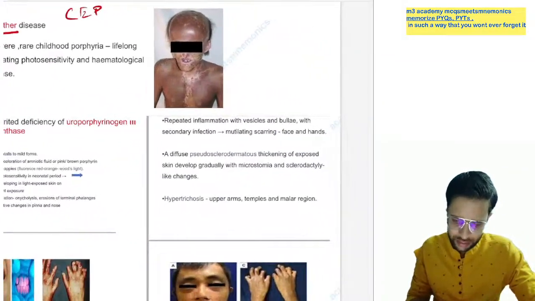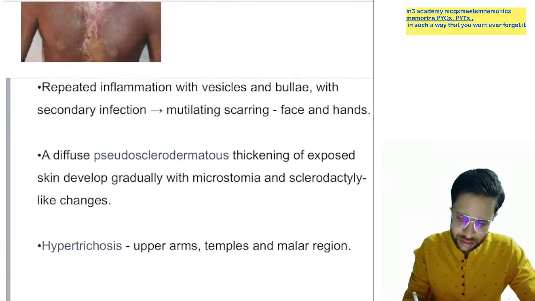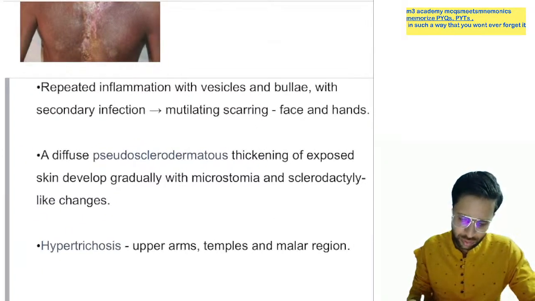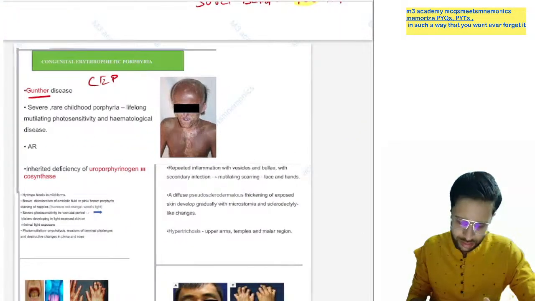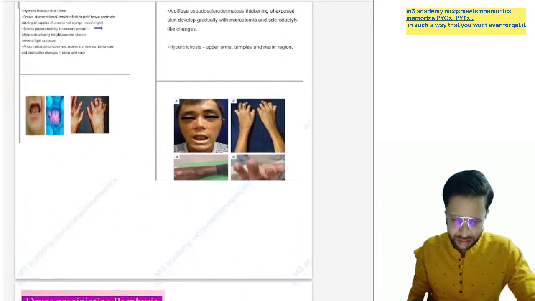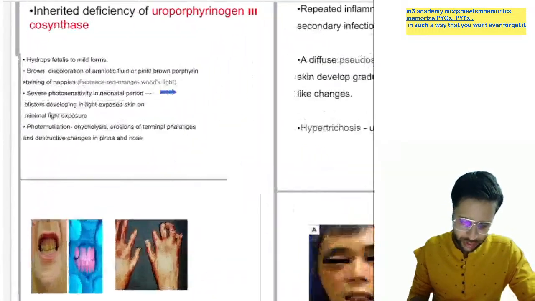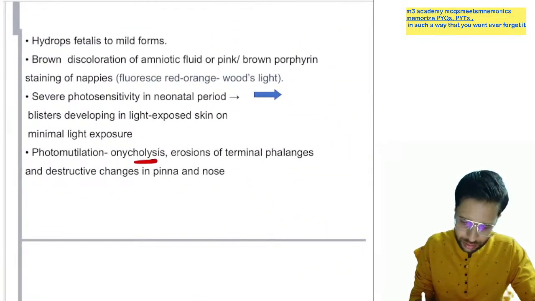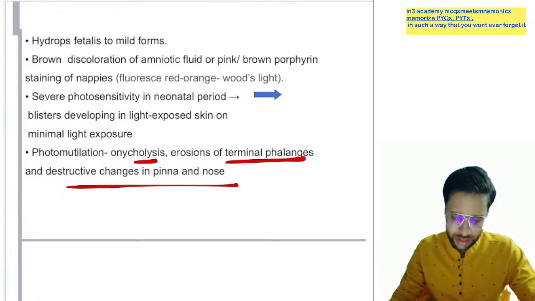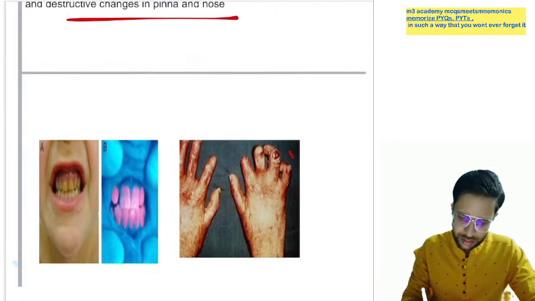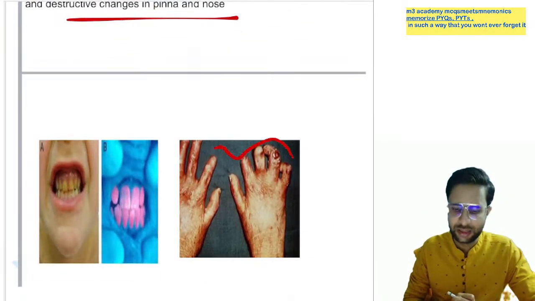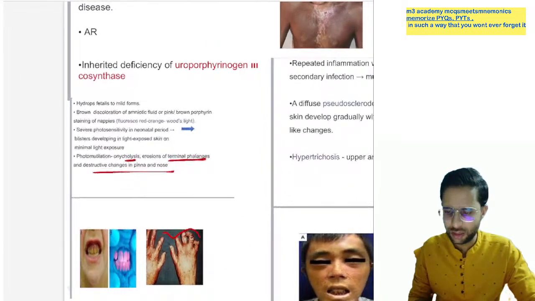Yes. So what are the symptoms? Repeated inflammation, vesicle and bulla are there. Yes, photodermatosis, hypertrichosis. ये सारे symptom यहाँ पे मिलने वाले हैं. Yes. Now, next you can say onycholysis, erosion of the terminal phalanges, destruction, changes in the pinna and the nose. So you can say this destruction of the terminal phalanges. Yes, pinna and nose का destruction for Gunter disease.